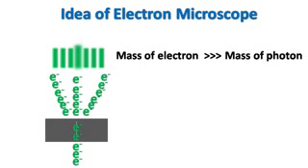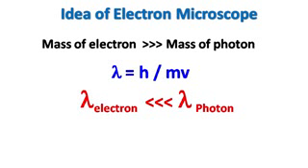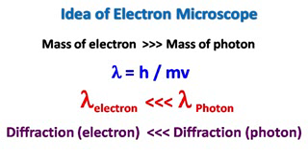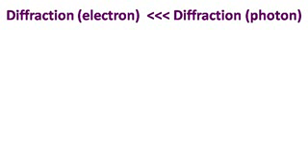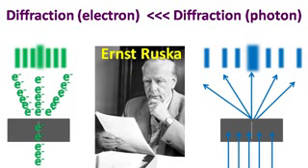Now, because the mass of an electron is much more than the mass of a photon, the wavelength of the electron beam will be much less than that of ordinary light of photons. Ernest Ruska realized this in the year 1933 and invented the first electron microscope.